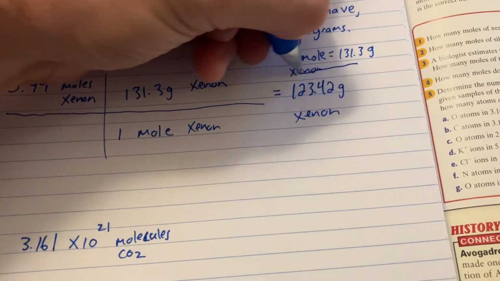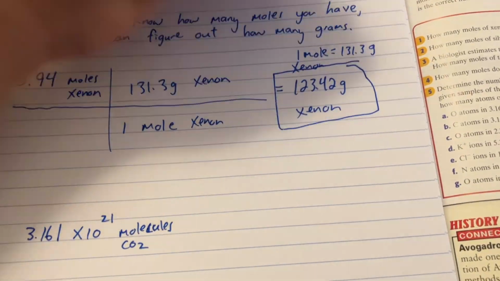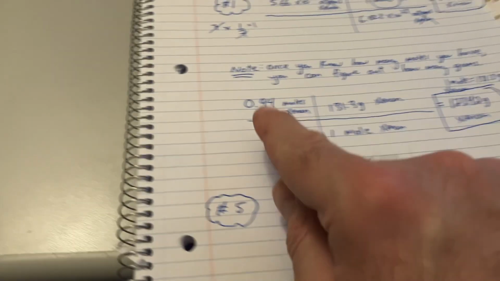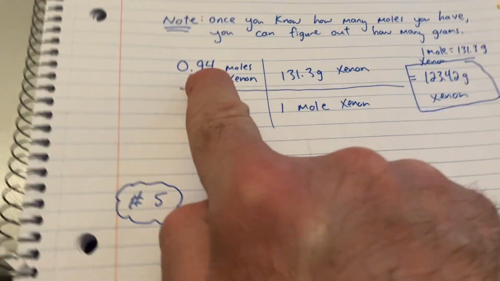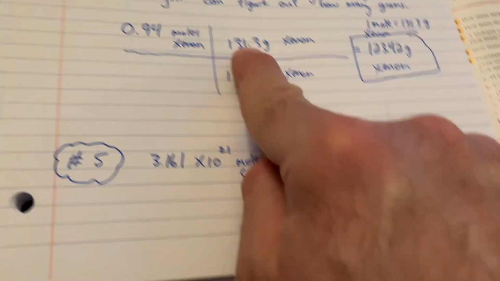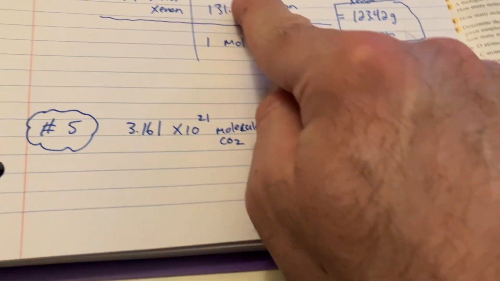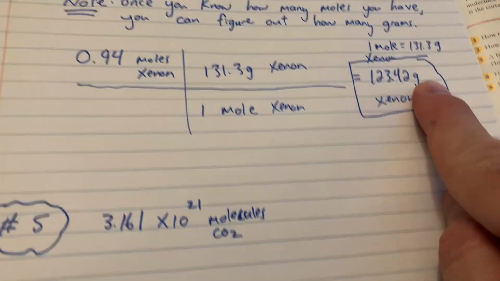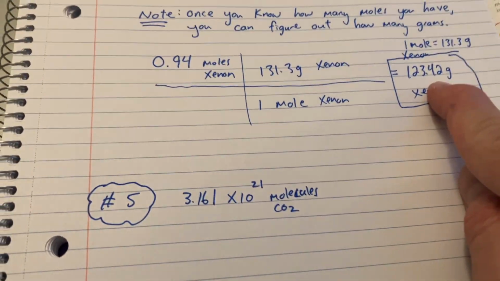And I always box my final answer. That was a bad box. One little thing, doesn't that kind of make sense? If you only have like 94% of that right there, so a whole mole is 131.3, but you only have 0.94. So that times that divided by 1, that means you only have 123.42 grams. So you don't have quite a whole mole of xenon.